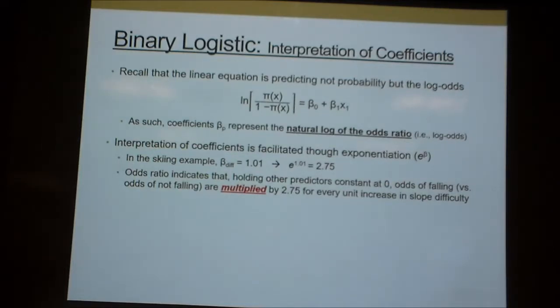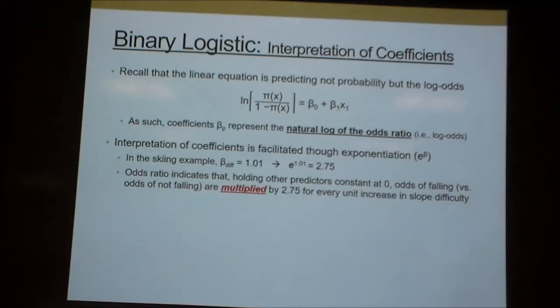I don't know what log odds are. That doesn't make a whole lot of sense to me. So what we can do, and SPSS will do this for you, is take e to the power of our coefficient, and we get an odds ratio. Our odds ratio indicates that, holding all our other predictors constant at 0, the odds of falling are multiplied by 2.75 for every increase in slope difficulty.